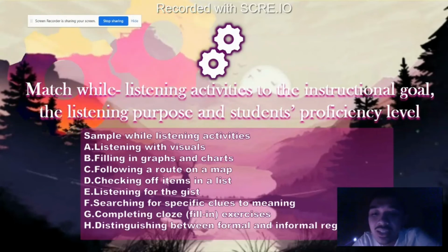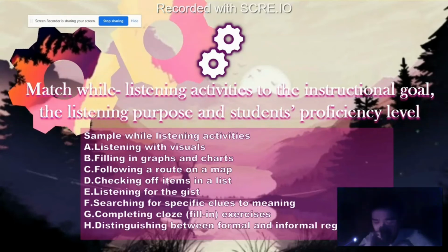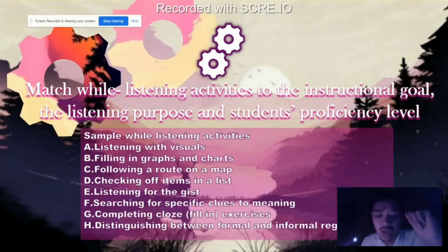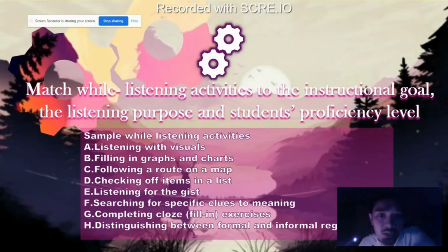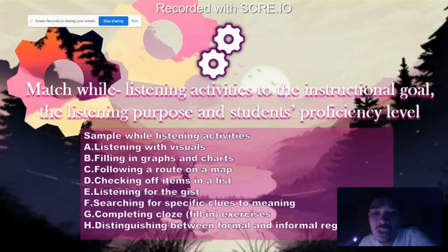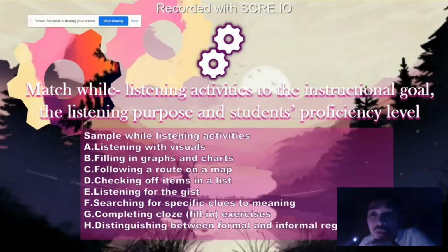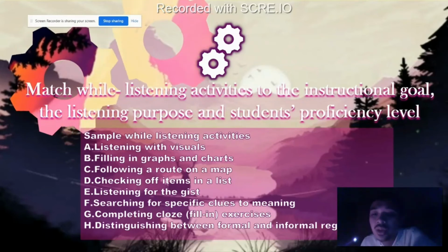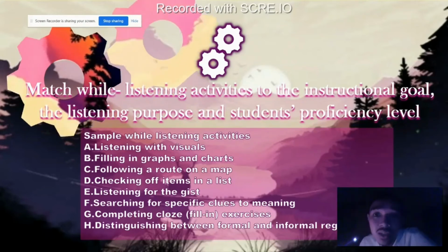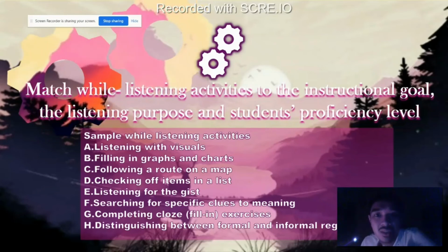And letter E, listening for the gist. This is the important part, because as I said before, we don't just listen for the sake of listening. We don't just read for the sake of reading. We have to gain what is being discussed, what is being conveyed by the message, and we have to take it in and understand it.